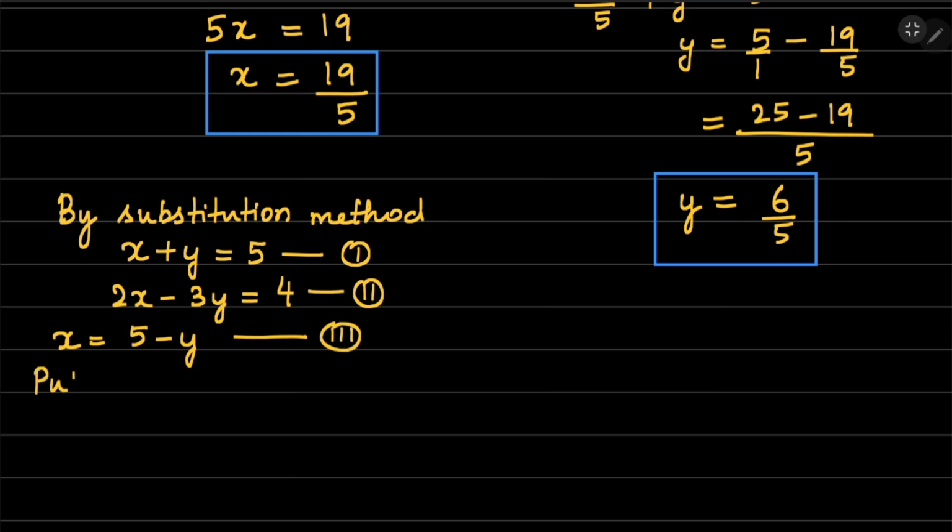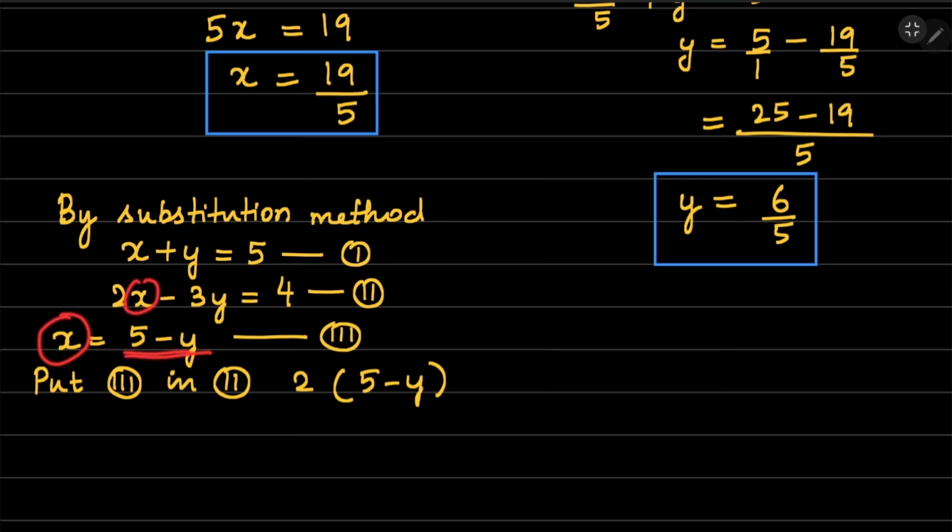Okay, so you can put equation 3 in 2. So what do you get when you put 3 in 2? 2 multiplied by, in place of x, I'll write 5 minus y. x is equal to 5 minus y. You are expressing x in terms of y. You have marked it as equation 3, and then you're substituting the value of x as 5 minus y in the second equation, minus 3y is equal to 4.